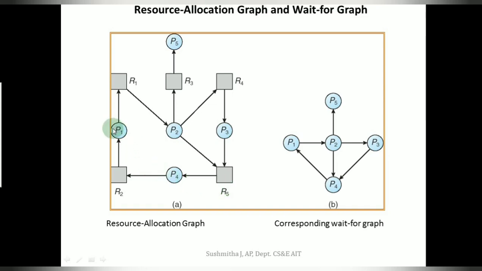Now process P1 is having resource R2 and is requesting R1. Process P2 is having resource R1 and is requesting R3, R4 and R5.